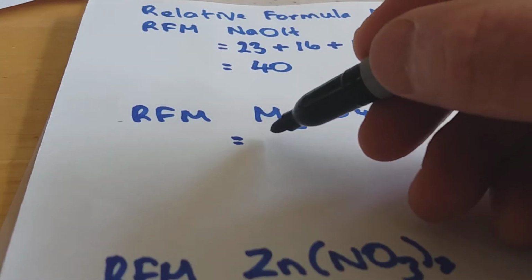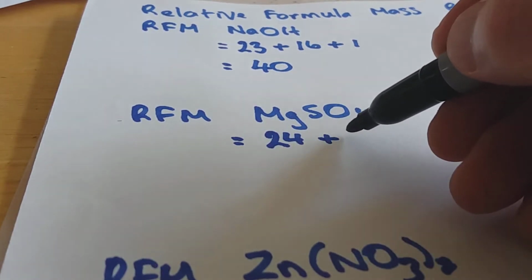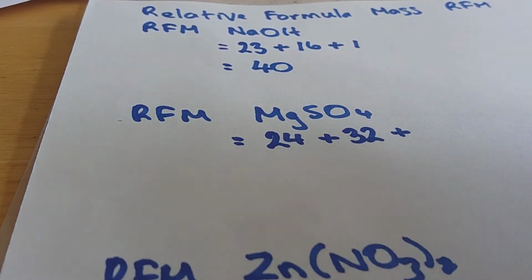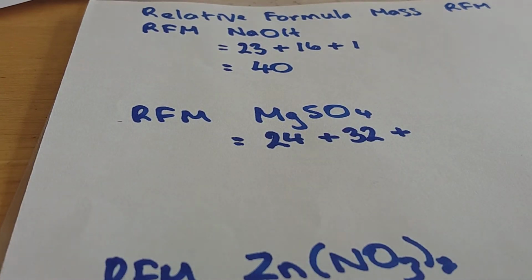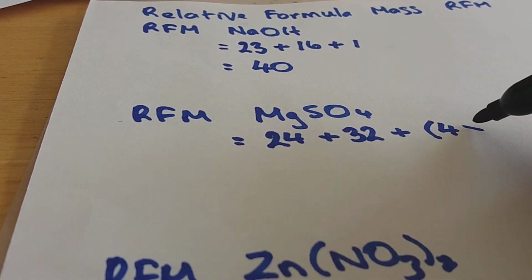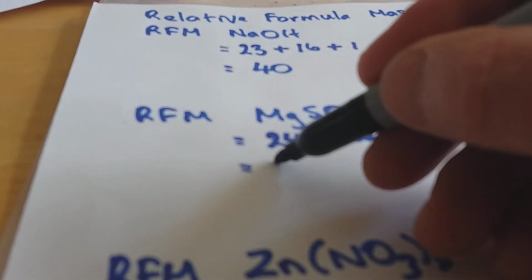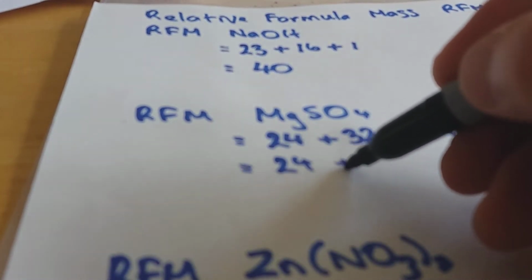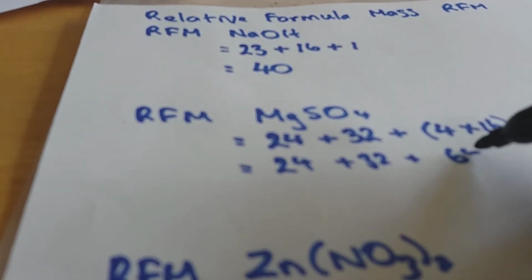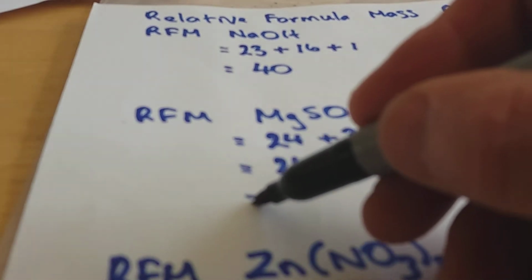Now, one slightly harder, looking at magnesium sulfate, but the principle is exactly the same. So magnesium is 24. Sulfur's relative atomic mass is 32. Now, when we look at oxygen, if we look at that formula, there are 4 oxygens, so we've got to have 4 lots of 16. And that will come out as 24 plus 32, and 4 16s are 64. All of that adds up to 120.